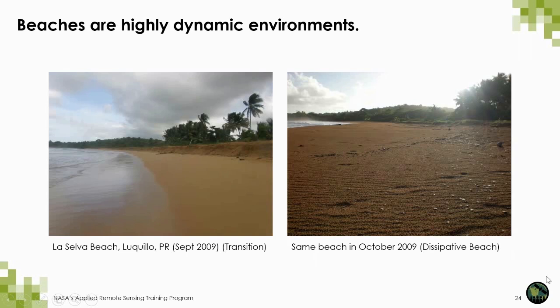Here's, very quickly again, the same two photos of the same beach, where you see how it changes from one month to the other, in October and September here. This was more of a fine grain, kind of like a transition beach between reflective and dissipative beach. And here, this is more of a dissipative beach, in this case with coarser sediments. But you can see how fast the beaches can change just in a matter of weeks.